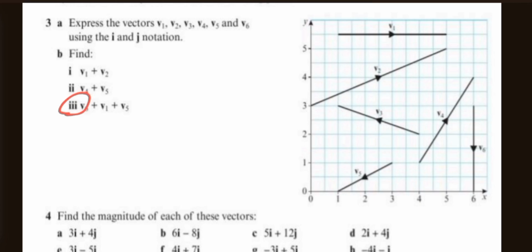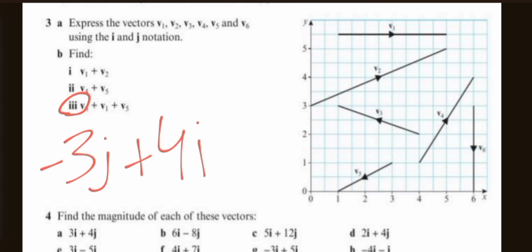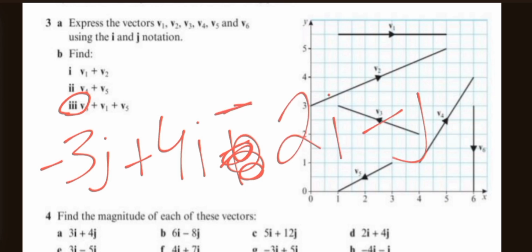Then number 3. v6 plus v1 plus v5: minus 3j plus 4i plus minus 2i minus j. That's 2i minus 4j.